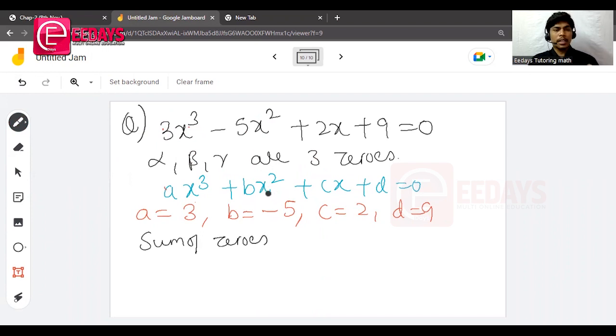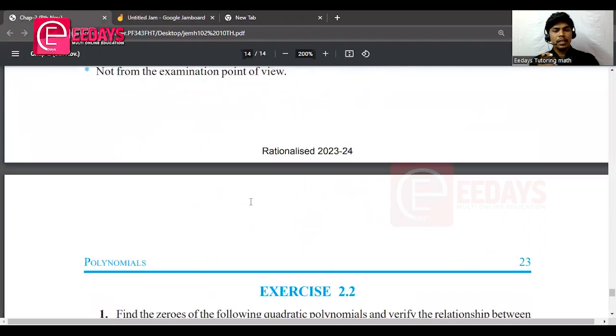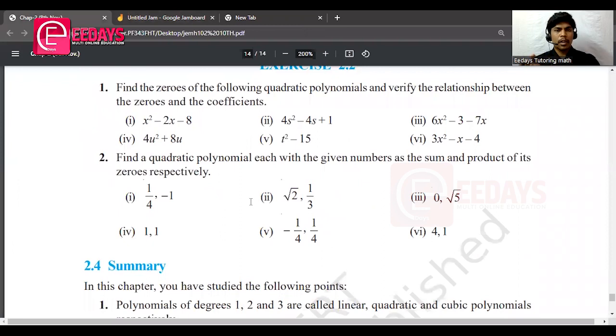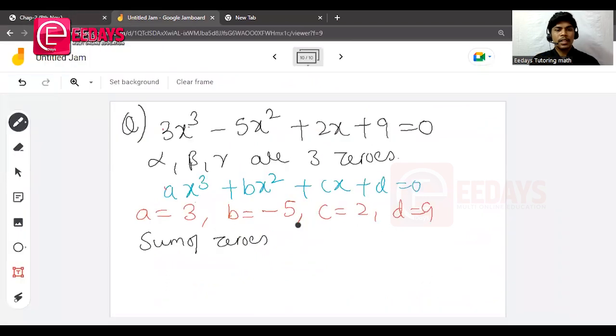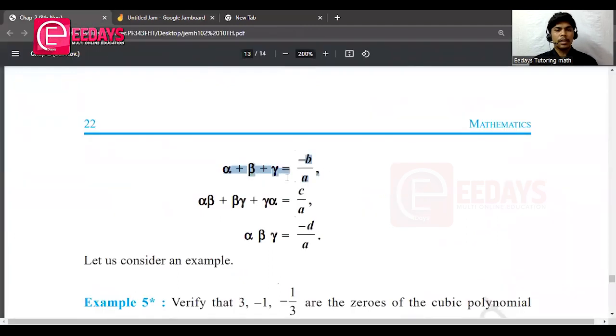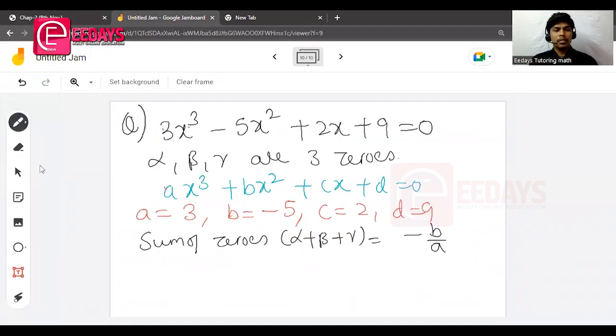In the examination they ask cubic polynomial questions, but in the exercise part they didn't give any cubic polynomial equations. That's why I give an example for you. This is an extra part. Sum of zeros, alpha plus beta plus gamma, is equal to minus b by a. Here b is minus 5, a is 3. So minus into minus is plus, 5 by 3 is the required sum of zeros.